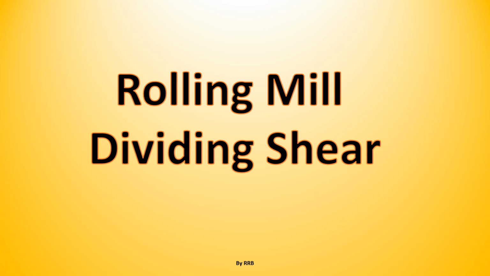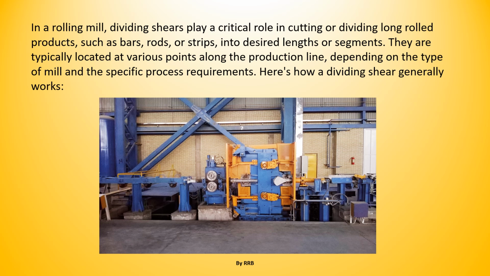Today we know about rolling mill dividing shear. In a rolling mill, dividing shears play a critical role in cutting or dividing long rolled products such as bars, rods or strips into desired lengths or segments. They are typically located at various points along the production line depending on the type of mill and the specific process requirements. Here is how a dividing shear generally works.